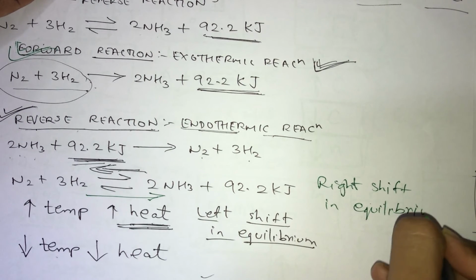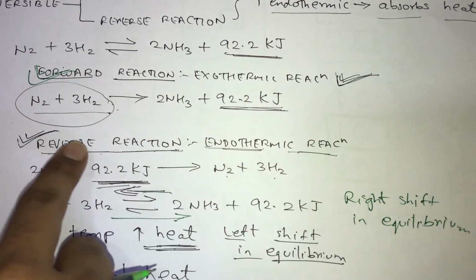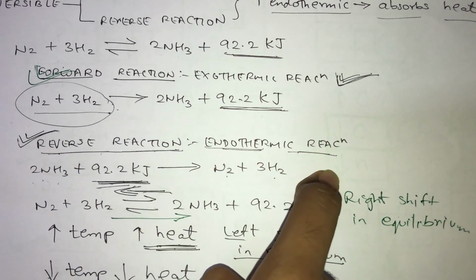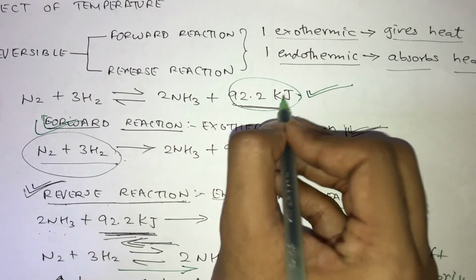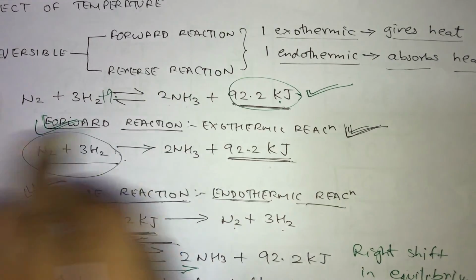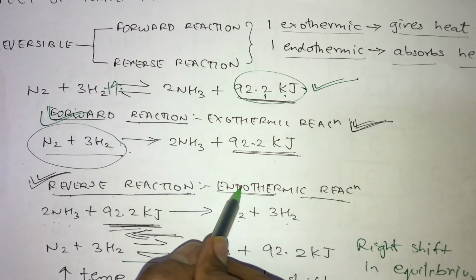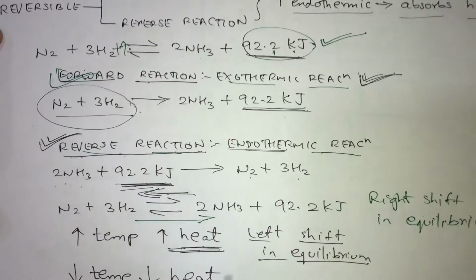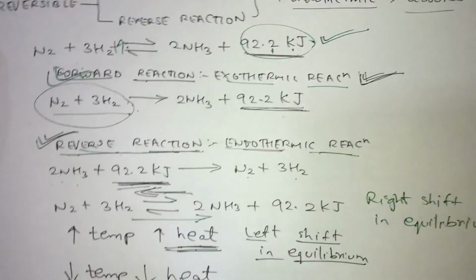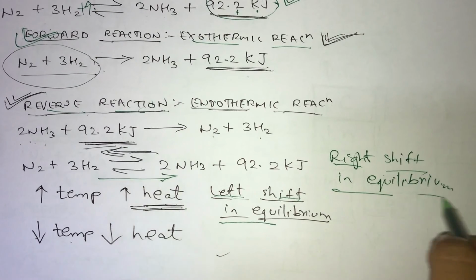Now mind you guys that every time the forward reaction won't be exothermic and every time the reverse reaction won't be endothermic. It completely depends on the question that is given to you. If suppose this heat was written over here, then the case would have been reversed. The forward reaction would have been the endothermic reaction and the reverse reaction would have been the exothermic reaction. So I hope guys, with the help of the endothermic reaction and exothermic reaction, you have understood the left shift in equilibrium as well as the right shift in equilibrium.